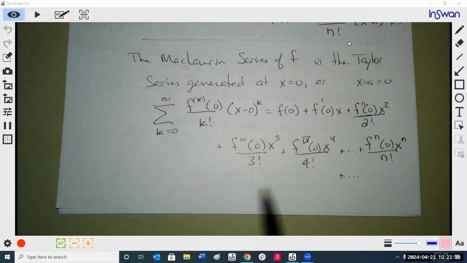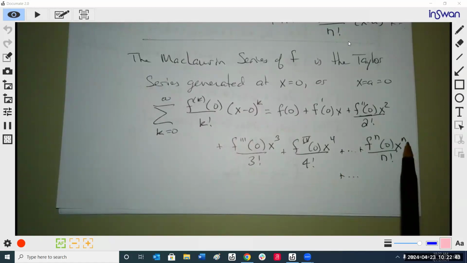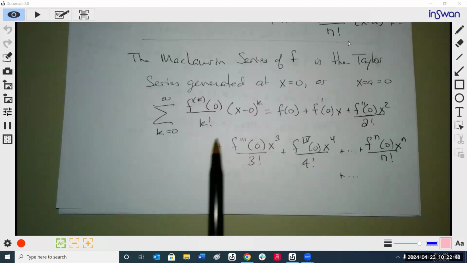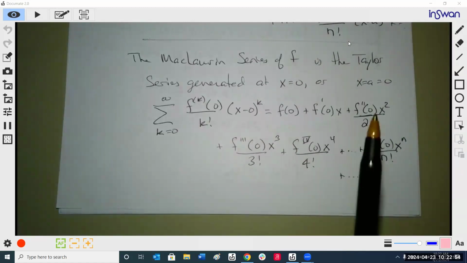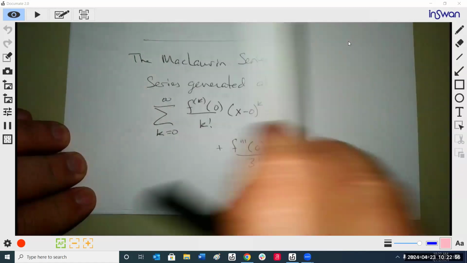All right, so we see that the Maclaurin series, when a is 0, is the Taylor series, but with a equals 0. Let's look at some examples.